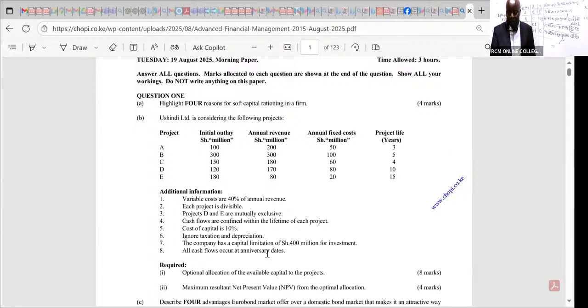That examiner there was wrong. It's supposed to be optimal allocation of the available capital to the projects.